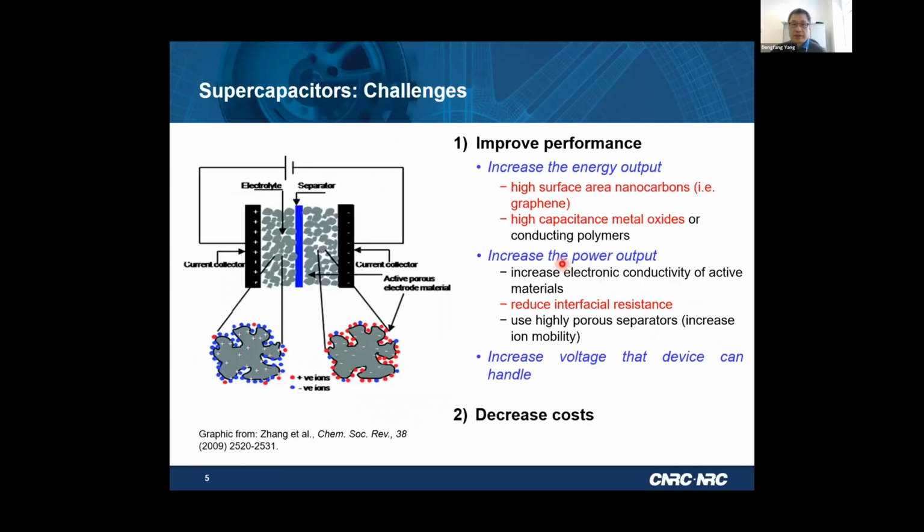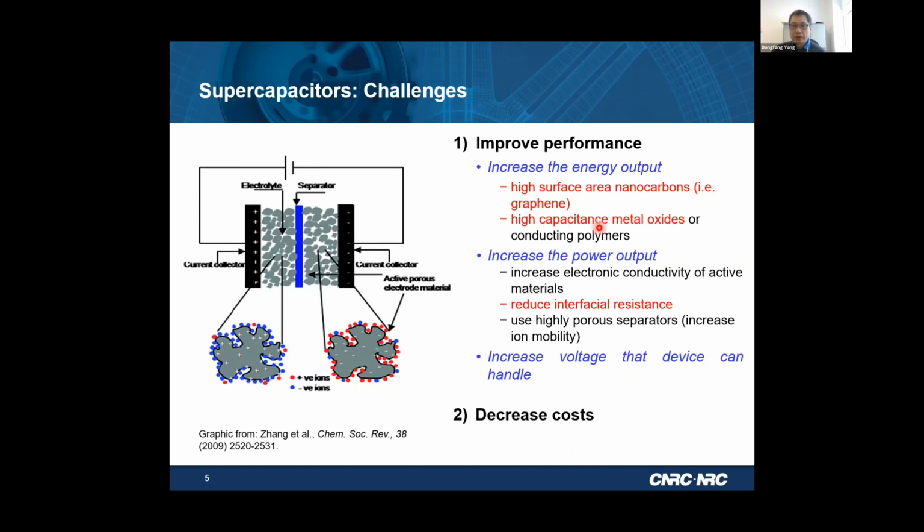So what is the challenge of supercapacitors? Basically, there are two main challenges. You have to improve the performance and you have to reduce the cost. In terms of improving the performance, you have to increase the energy output. So how can you increase the energy output? First, you increase the surface area of the active material; the larger the surface area, the more charges you can store. So people talk about using activated carbon, or you can use graphene, because graphene has a much larger surface area than activated carbon.